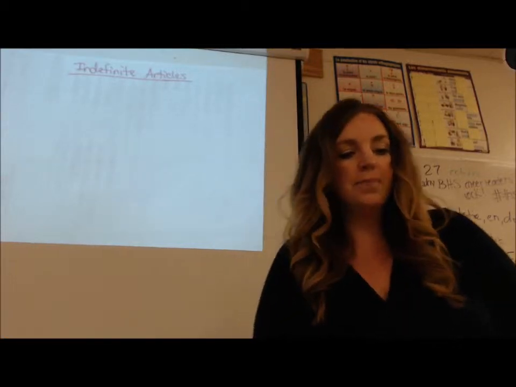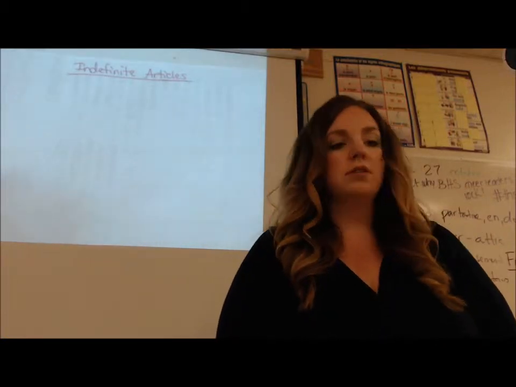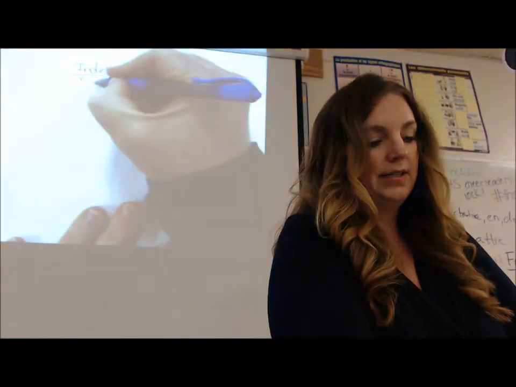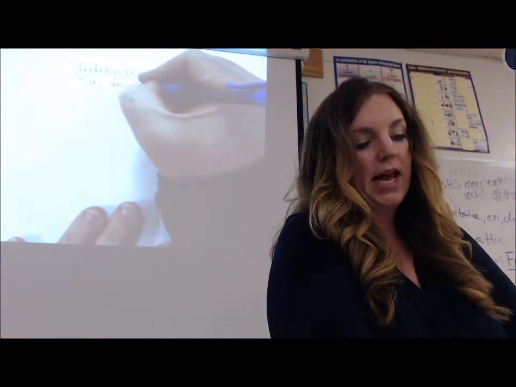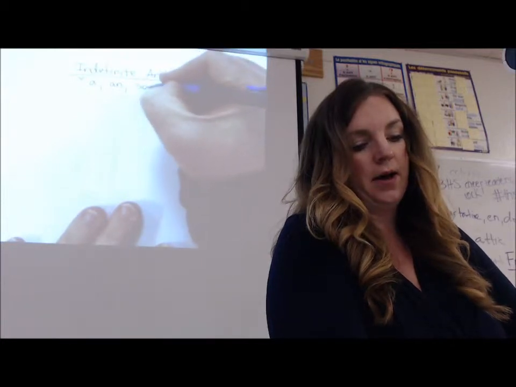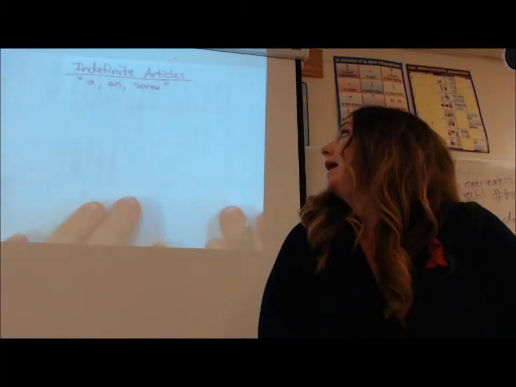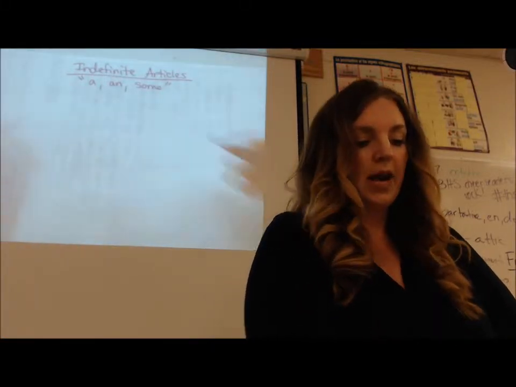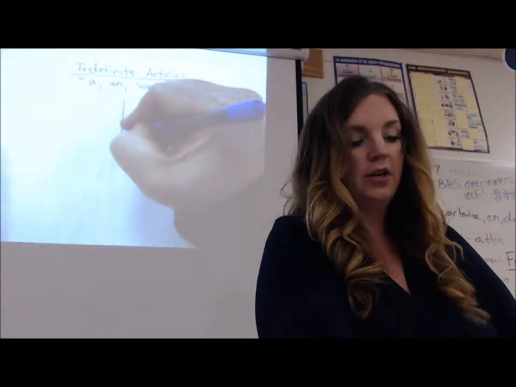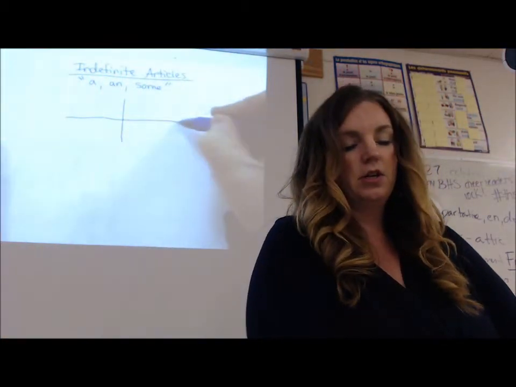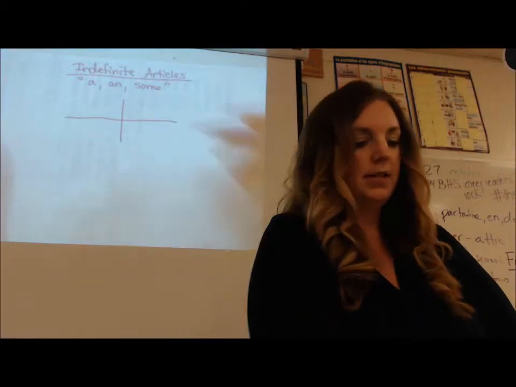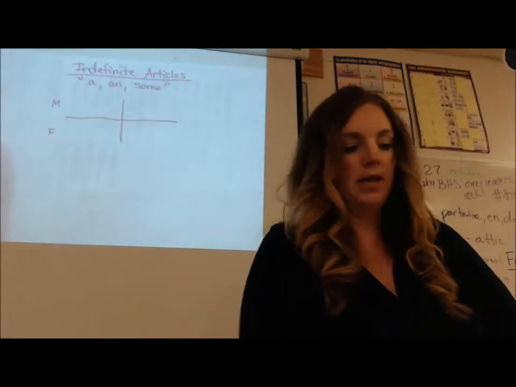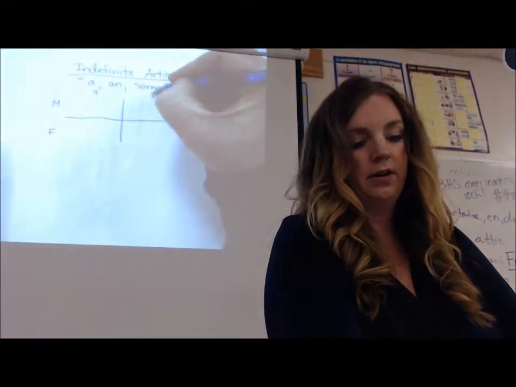But to get started, the indefinite articles in English are the words a, an, and some. A, an, and some. And so the best way I like to organize these is just with a simple chart. So if you draw a line down and draw one across like this, label this masculine and feminine, and then up here singular and plural.